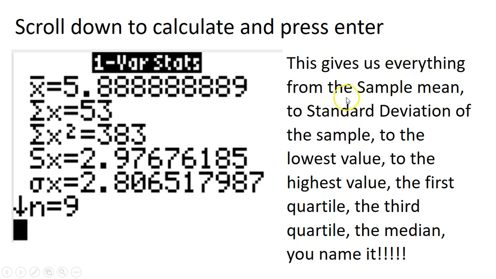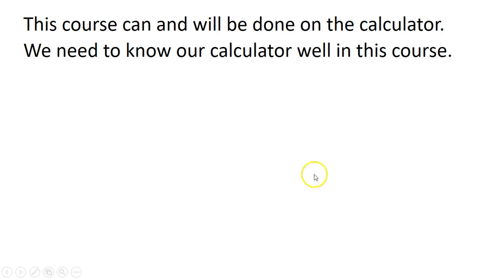This gives everything. This gives you sample mean, standard deviation, when we get to that, it gives you the lowest value, gives you the highest value. Eventually, when we get to box and whisker plots, it gives you the first quartile, the third quartile, the median. You got it all. It's all right there. This course can and will be done on the calculator.